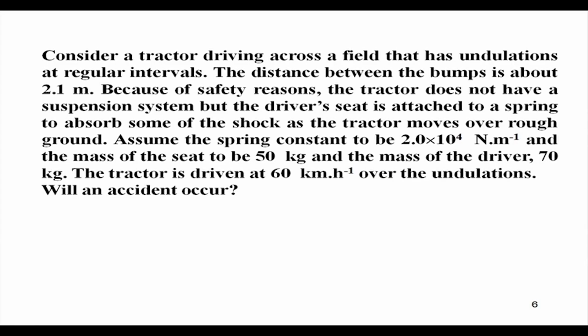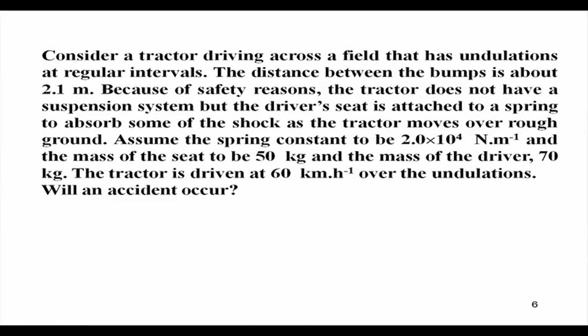Assume the spring constant of the driver's seat spring is 2 into 10 to the power 4 Newton per meter. Okay, spring constant, so Newton per meter, and the mass of the seat is 50 kg and the mass of the driver is 70 kg. The tractor is driven at 60 km per hour over the undulation. Will an accident occur?